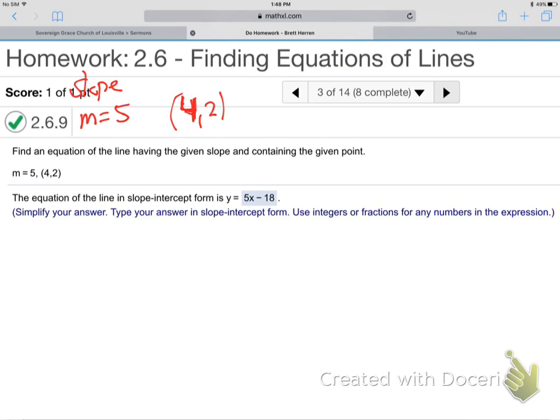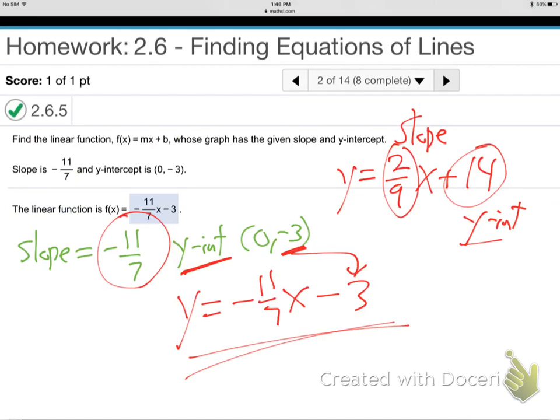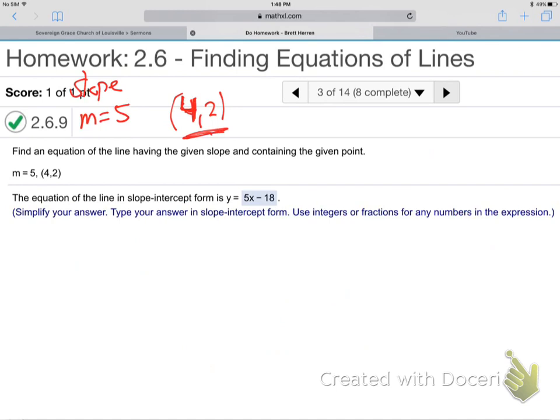Notice they're not saying y-intercept anywhere. Right? Everybody see the difference? Let me go back. So number 2, y-intercept. Right? That's why that one was so darn easy. They handed me the y-intercept on a silver platter. But here on number 3, (4, 2) is not a y-intercept. They're not calling it a y-intercept. So I'm going to have to do a little more work.